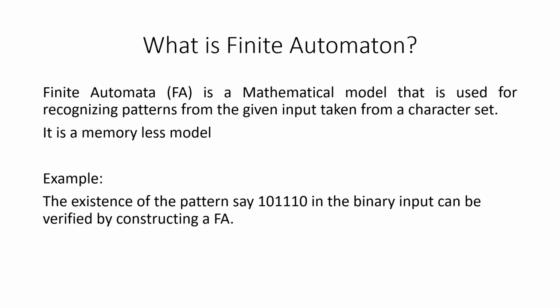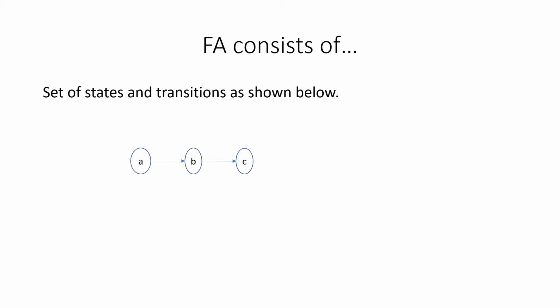For example, the pattern, say, 101110 in the binary input, that is, we are here taking the input alphabet as 0, 1, can be verified by constructing a finite automaton. Later, after discussing deterministic finite automaton and NFA, we'll see how this memoryless component of the finite automaton restricts its computational capability. Normally a finite automaton consists of a set of states and transitions, as shown here.